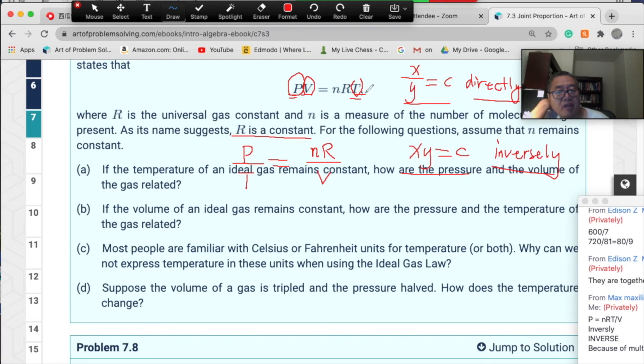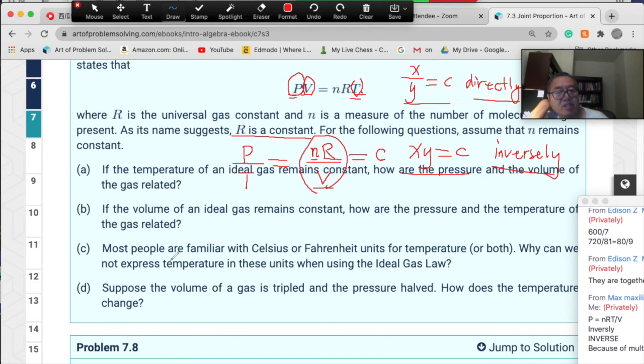Say both are divided by T. You get P over T equals n times R, then over V. So n is constant, R is constant, and V is also constant. So this is also a constant. Let's suppose this equals C. Then you can show the ratio of these two variables is a constant. So that means these two variables are directly proportional. P and T are directly proportional because their ratio stays constant if V is constant.